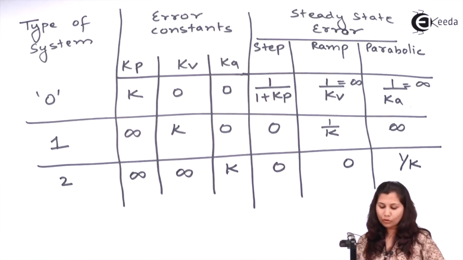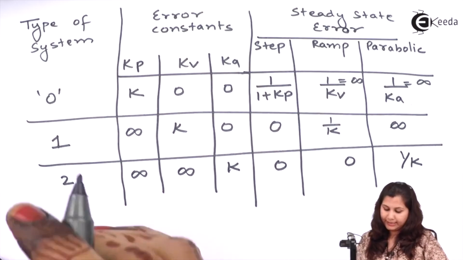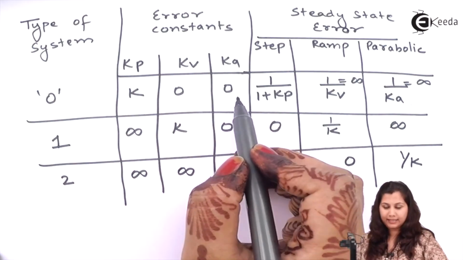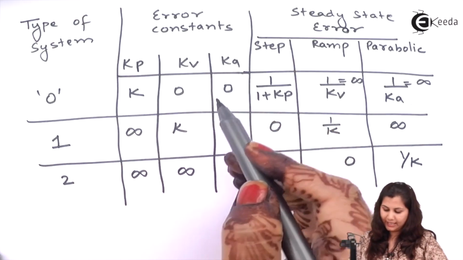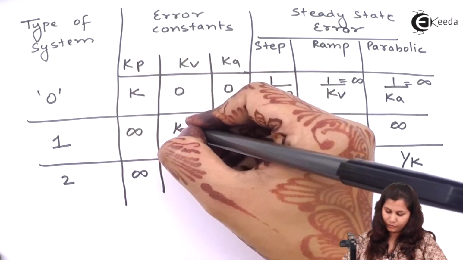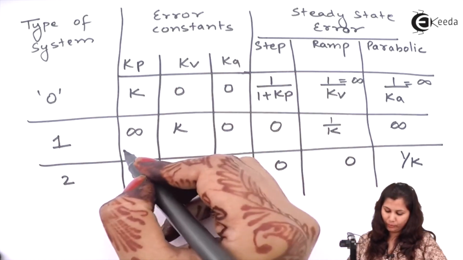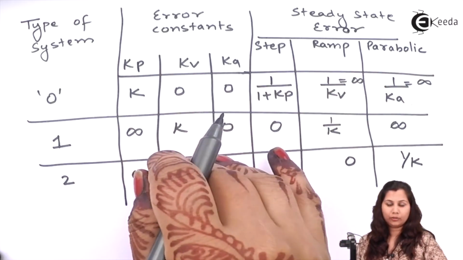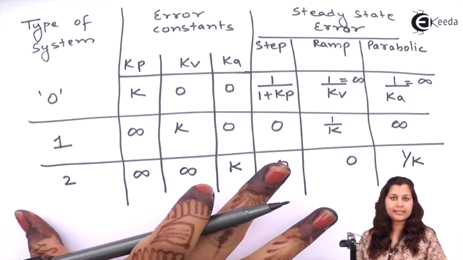Okay, so this is what we have studied in this video. For type 0 we have Kp as K and Kv, Ka as 0. For type 1 we have Kp infinity, Kv as K, Ka as 0. You see that K we have got for type 0, type 1 and type 2. Here also we have followed a pattern, so it will be easy for you to learn or remember this table.